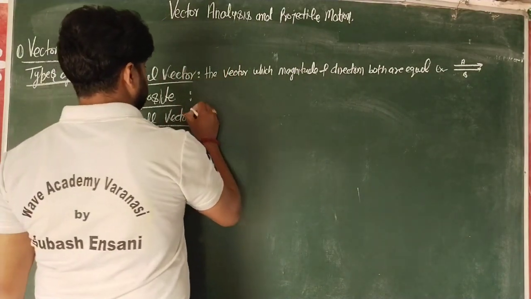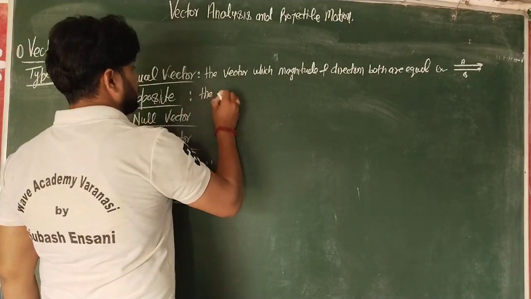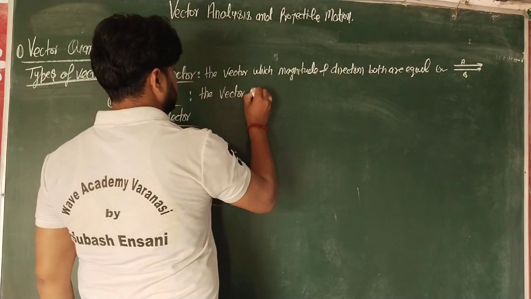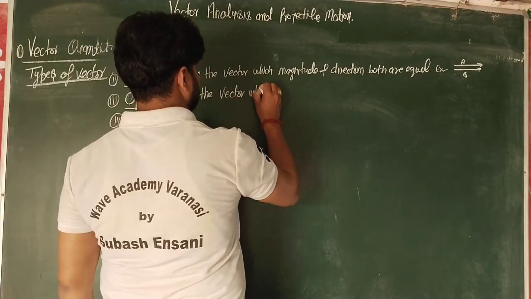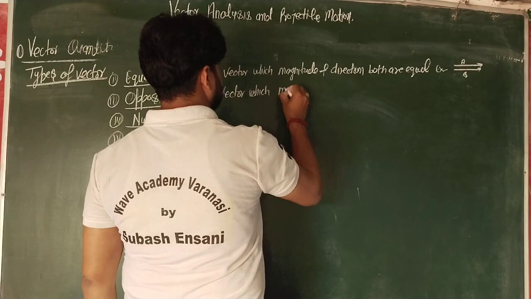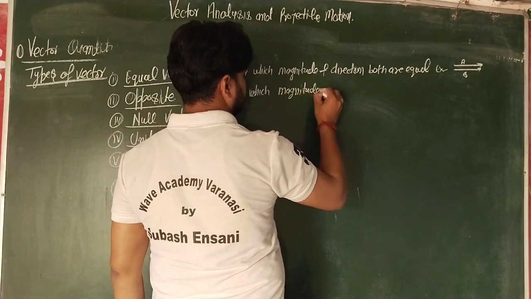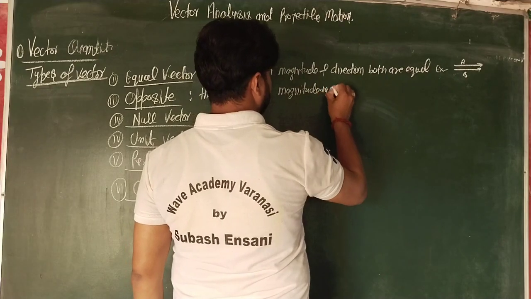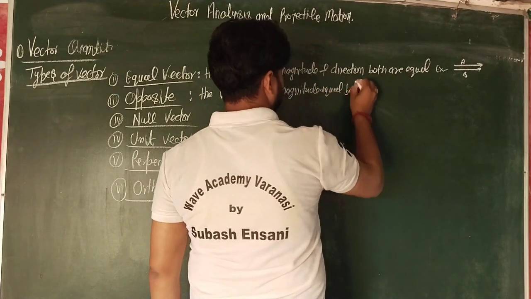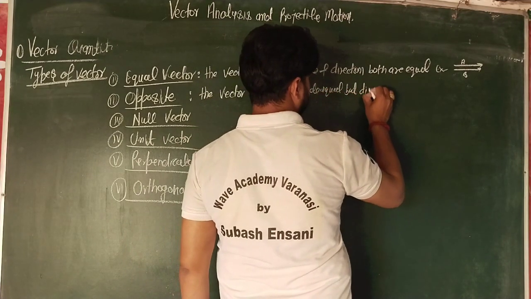Opposite vectors: the vectors which have magnitude equal but direction opposite.